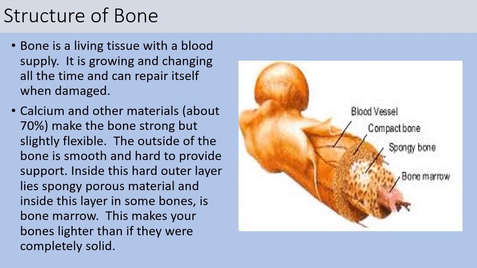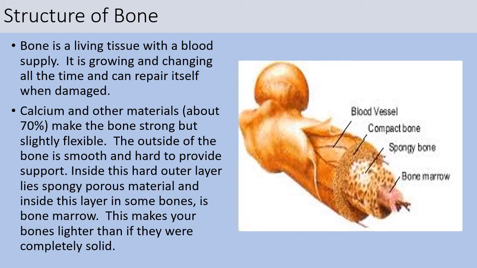If you have a look at the image to your right, you can see that bone is a living tissue with a blood supply. It is growing and changing all of the time and can repair itself when damaged. Looking at the image, you can see that the outside of the bone is smooth and hard to provide support. Inside this hard outer layer lies a spongy, porous material, and inside of that layer, inside some of your bones, is bone marrow. This makes your bones lighter than if they were completely solid.